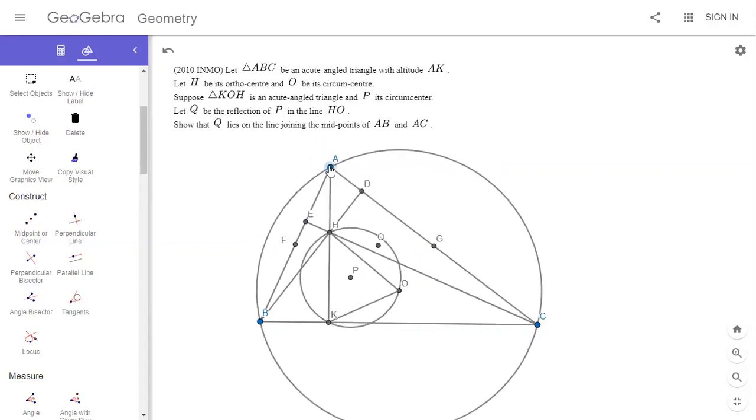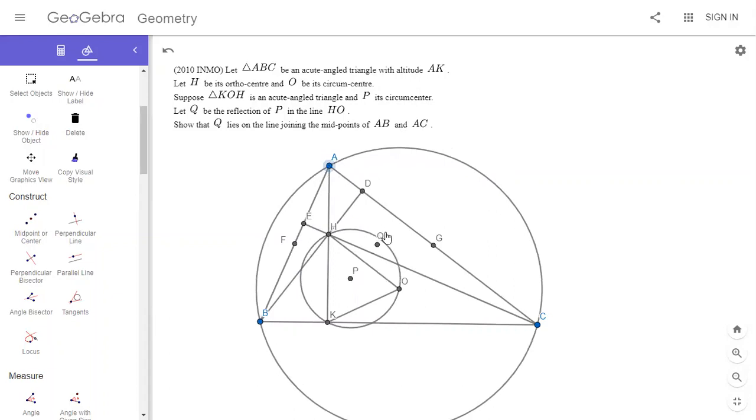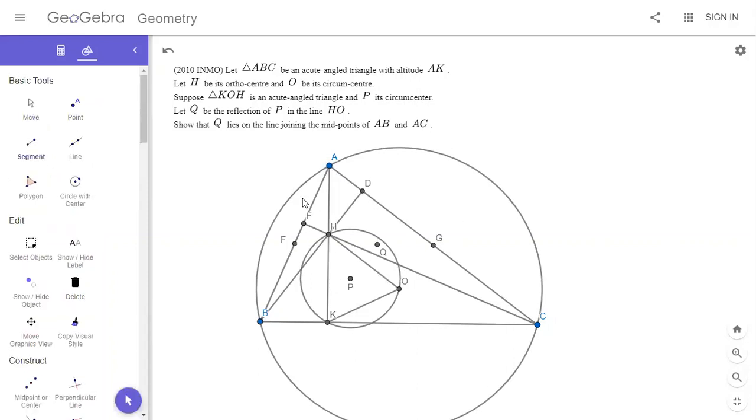I don't want to make it look like Q lies on the circle, so I'll do something like that. Okay. So Q is a reflection of P over HO. So HO is the Euler line. So that means if we drew PQ, it would meet segment HO at the 9-point center of the circle, which is very interesting. So basically we need to show if you reflect P over the 9-point center, then it lies on FG.